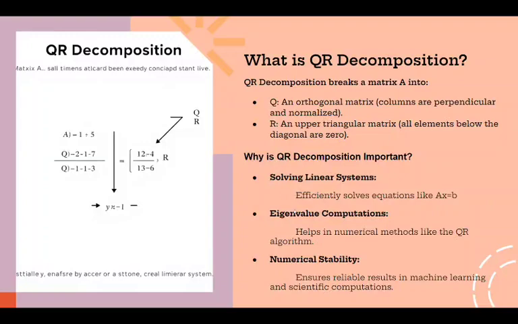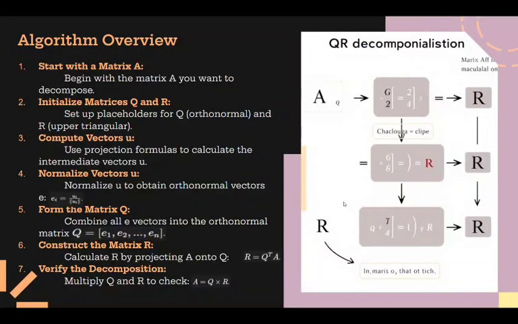The next application is eigenvalue computations. QR decomposition is used in the QR algorithm to calculate eigenvalues, which are key in areas like principal component analysis. And finally, it is used for numerical stability. It ensures reliable results in machine learning and scientific computations.